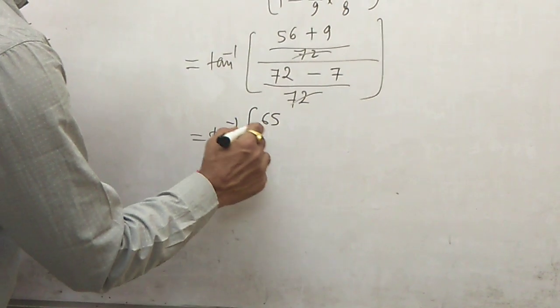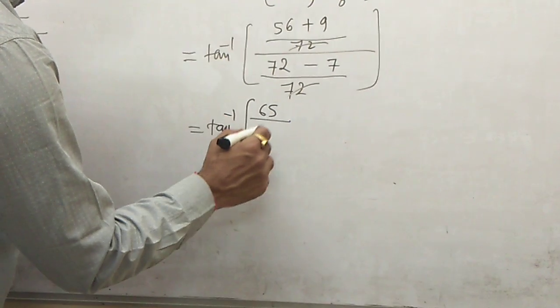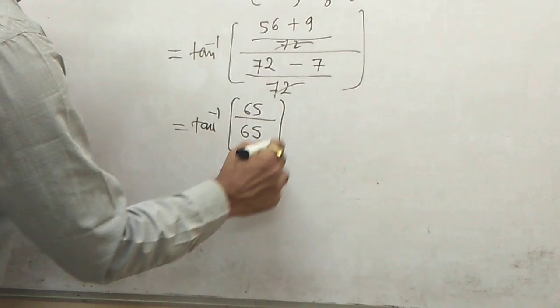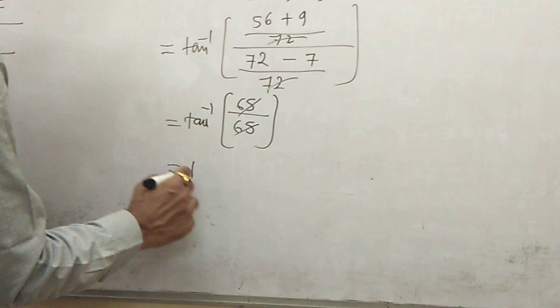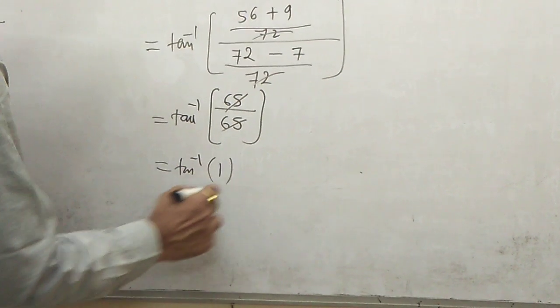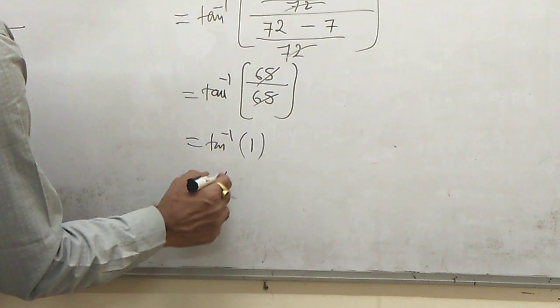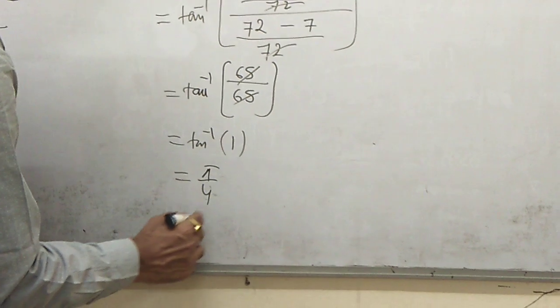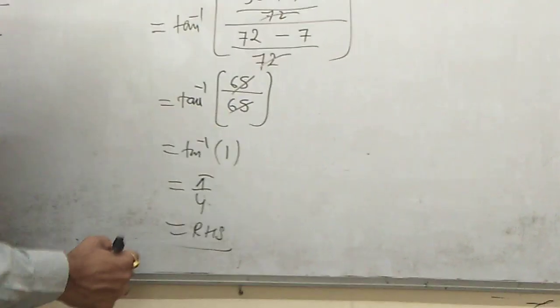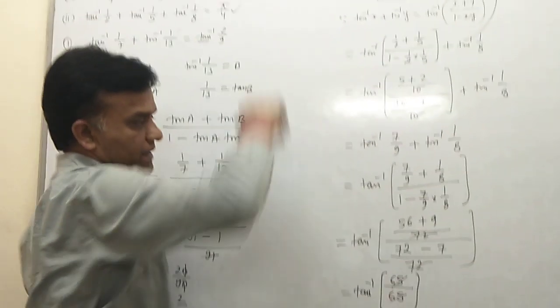Okay, and now here the same value, 72 minus 7, that is again 65. 65 is cancelled out, you have tan inverse 1, and 1 is the principal value in trigonometrical ratio, so that is pi by 4. So that is the value for the right hand side, because we require pi by 4 on the right hand side.